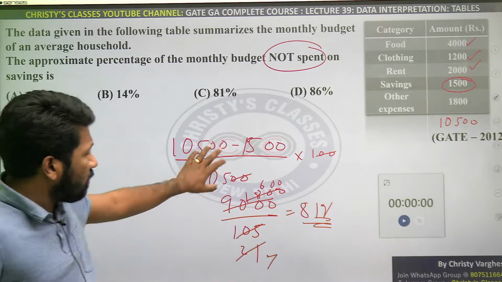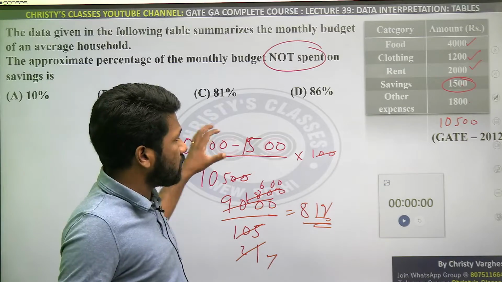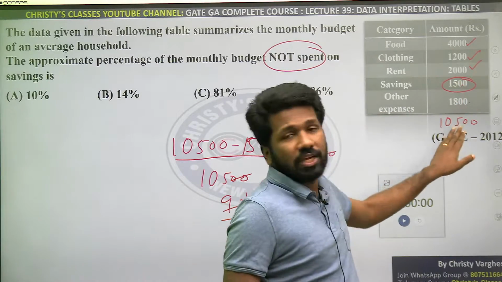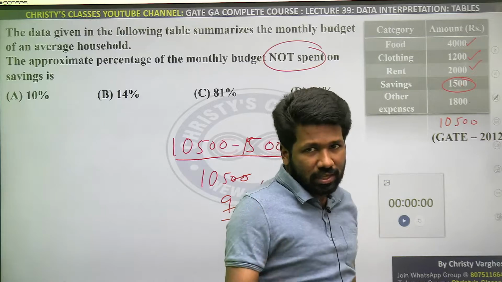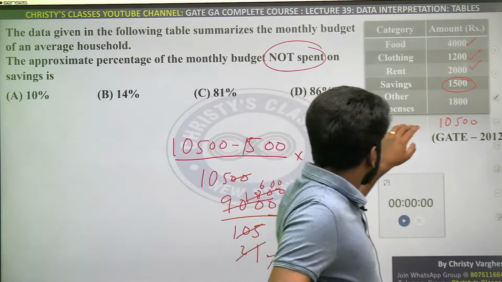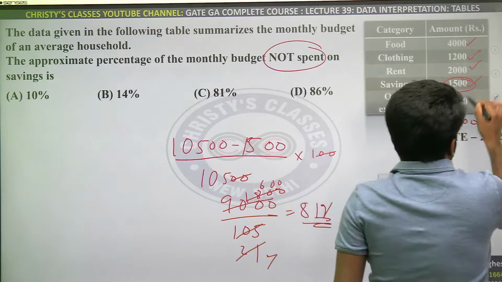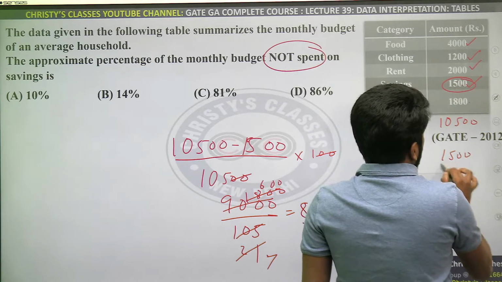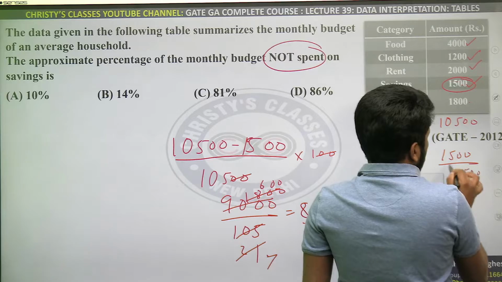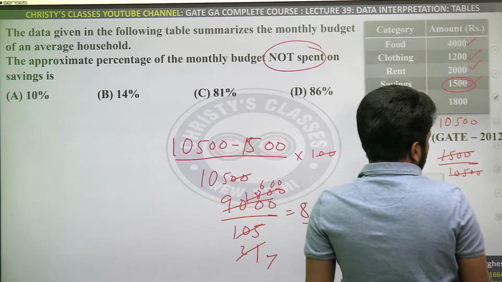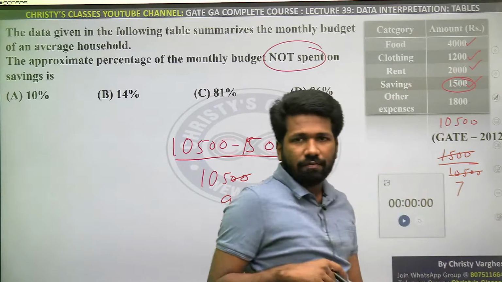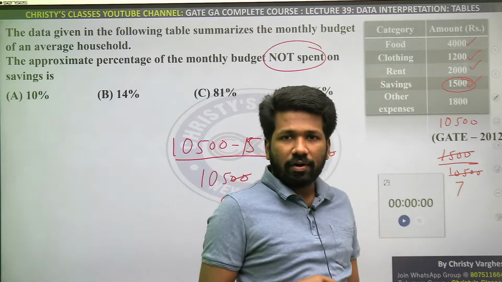But you can save a little more time. Instead of doing this, you can find the savings percentage, which is easy to find. Why it is easy, I will tell you. Look at this. 1,500 by 10,500, savings percentage will be how much? And if you look at this carefully, 1,500 into 7 is 10,500. So you can directly cancel it, 1 by 7.